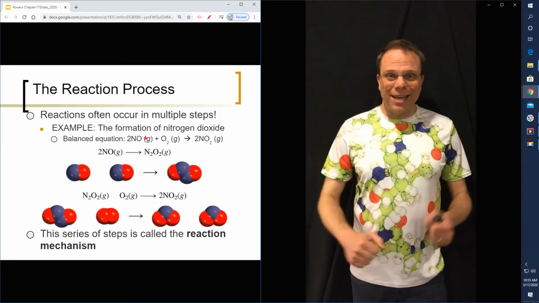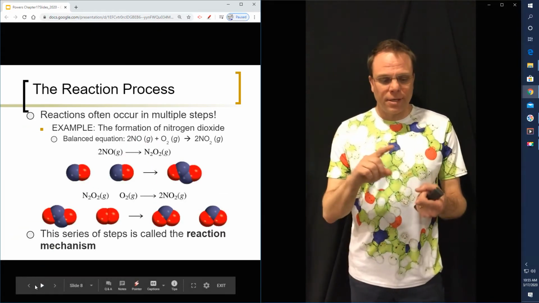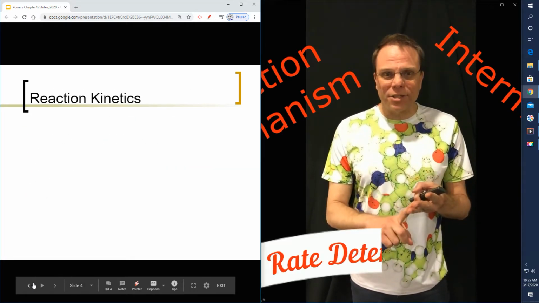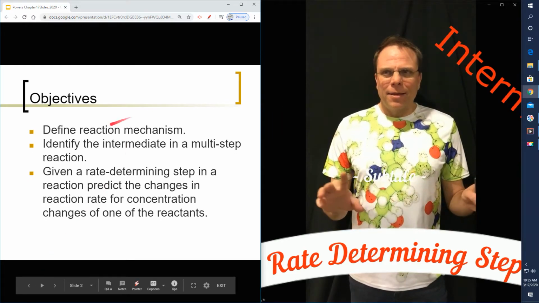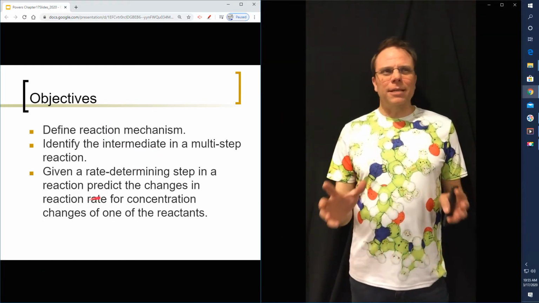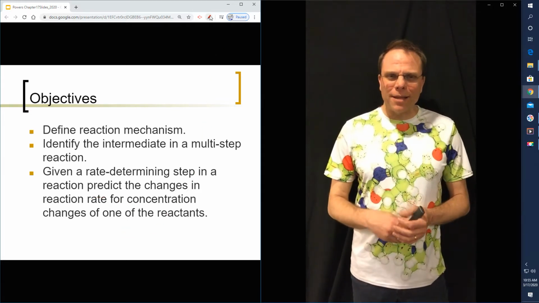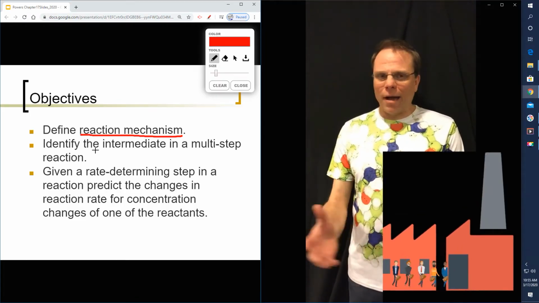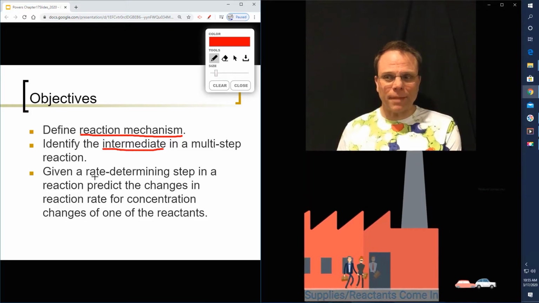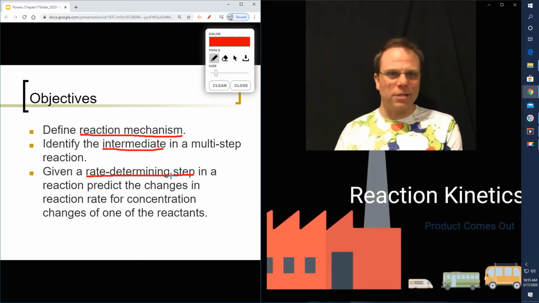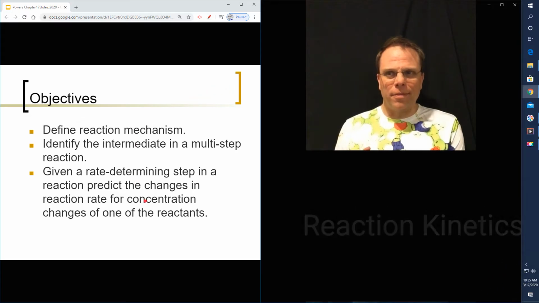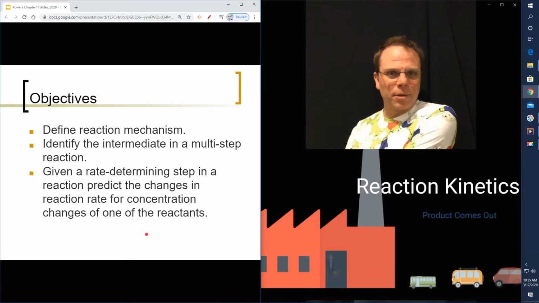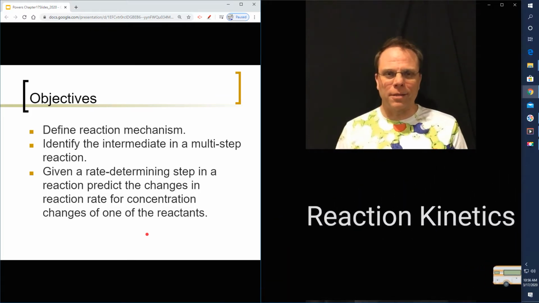All right, so this lesson is on reaction kinetics. We're going to learn three basic terms: reaction mechanism, intermediate, and rate determining step. Reaction kinetics, and particularly the rate determining step, is a lot like a car manufacturing plant. You're going to figure out how many cars are being made as you watch them go out the garage at the end. Now, that is telling you how much is being produced. If we're talking about chemical, how much chemical is being produced, how many cars are flowing out the end.